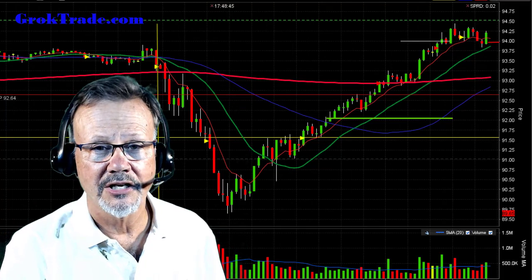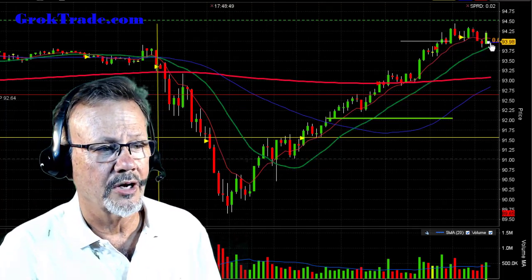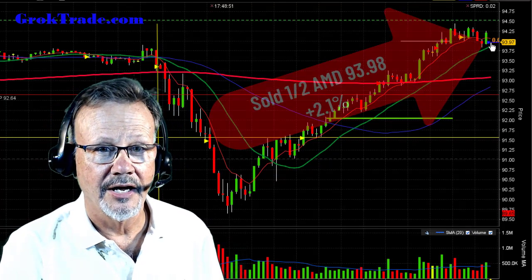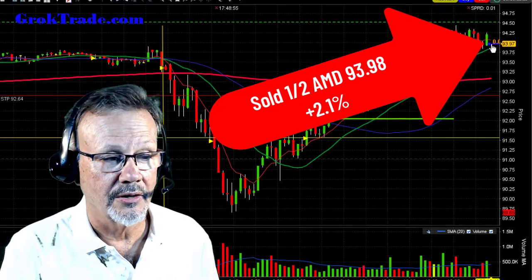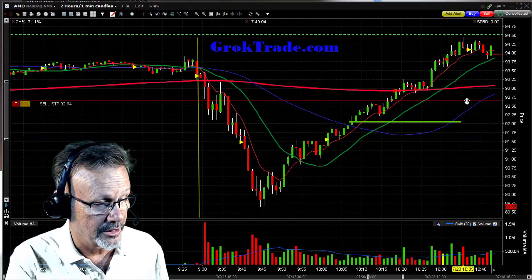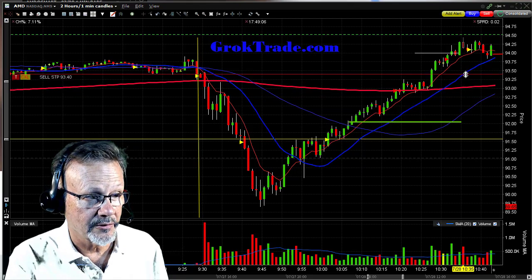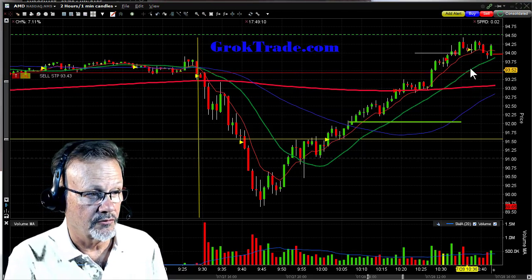Now this has been a nice, slow and steady trade here, and it dipped down here below 94, so I went ahead and took out half at 93.98 for 2.1% on this high base. And then I change the number of shares on my stop to reflect what I have left, and I bring it up here under this 93.50, the 20 moving average.